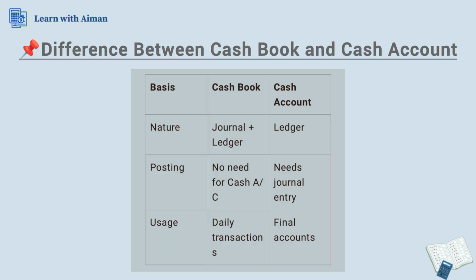Difference between cash book and cash account. A cash book is by nature a journal plus ledger, or we can say it is a mixture of journal and ledger, while the cash account is only a ledger. In cash book, there is no need for cash account posting, while in cash account there is a need for journal entry posting. In cash book, the usage is for daily transactions, while the cash account we use in our final accounts.